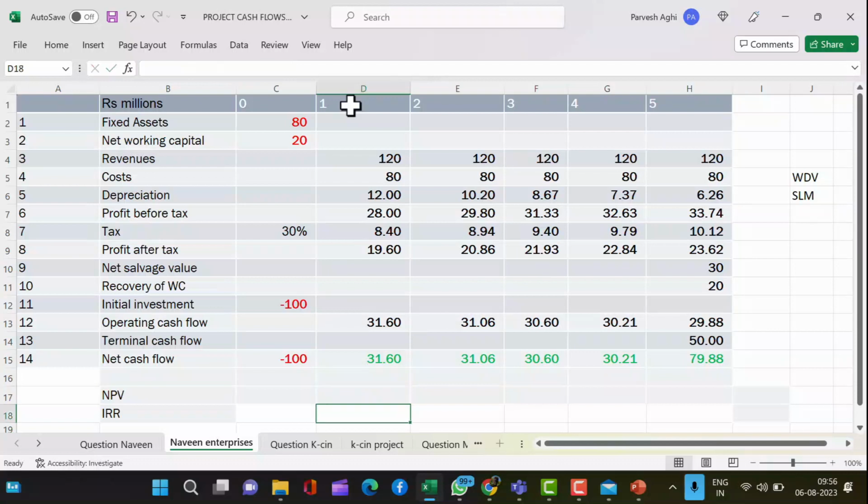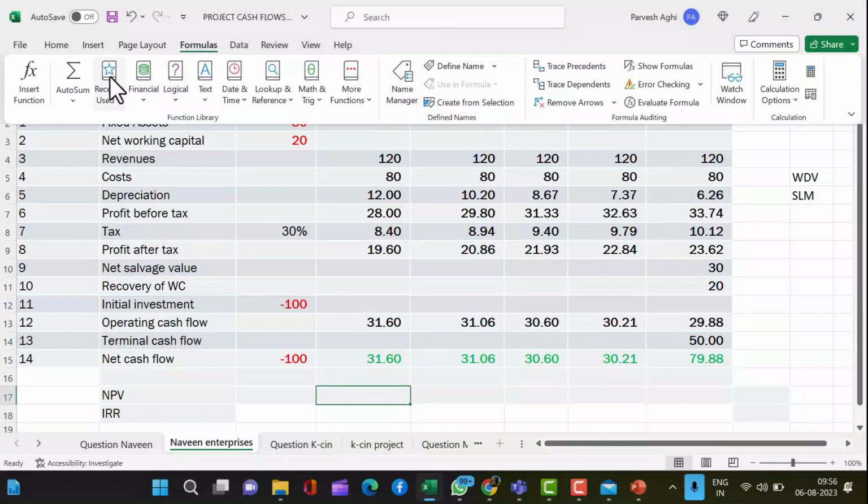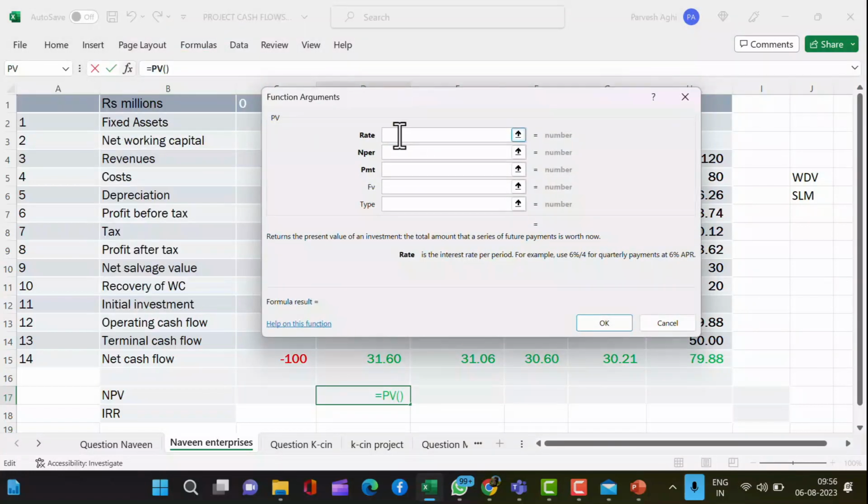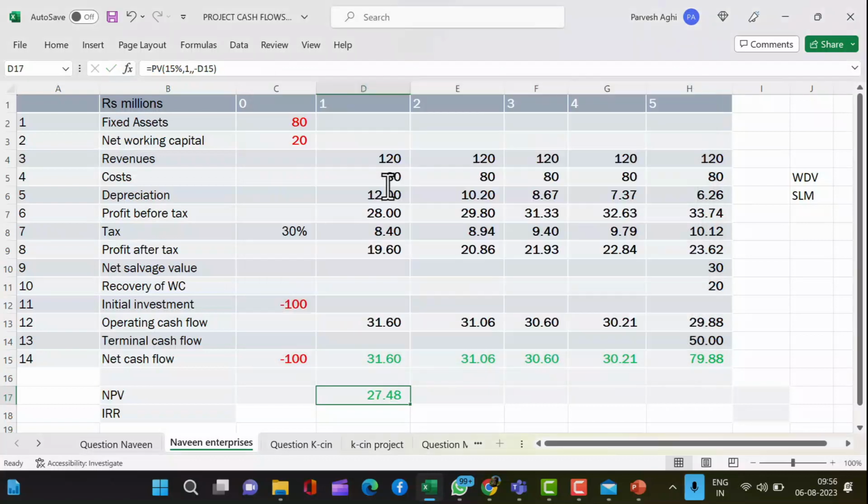Okay. So what I'm going to do, I'm going to just go to the formulas and pick up the present value. Okay. Rate is 15%, right? Okay. NPER is 1, and future value is 31. Okay. Fine. And I'm going to put a minus sign here. Right? So the present value is 27 lakhs.